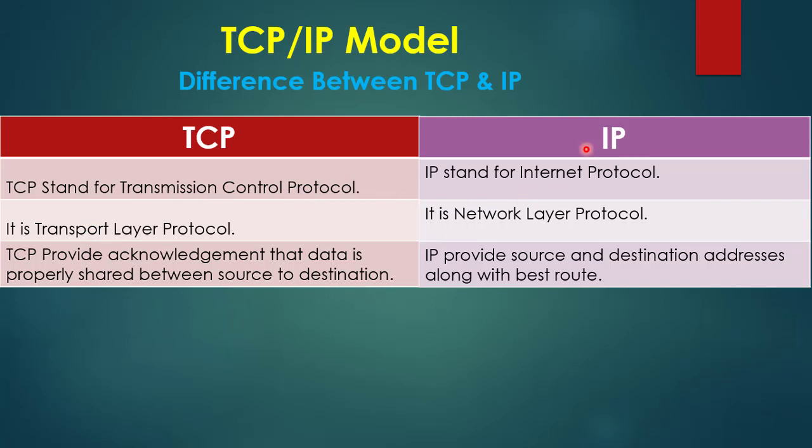TCP is a transport layer protocol, while IP is a network layer protocol. TCP provides acknowledgement that data is properly shared between source and destination. IP provides source and destination addresses along with the best route to transfer the data. When we combine these two protocols, TCP and IP, we get a new model that is called the TCP/IP model. Communication on different networks is possible with the help of the TCP/IP model.